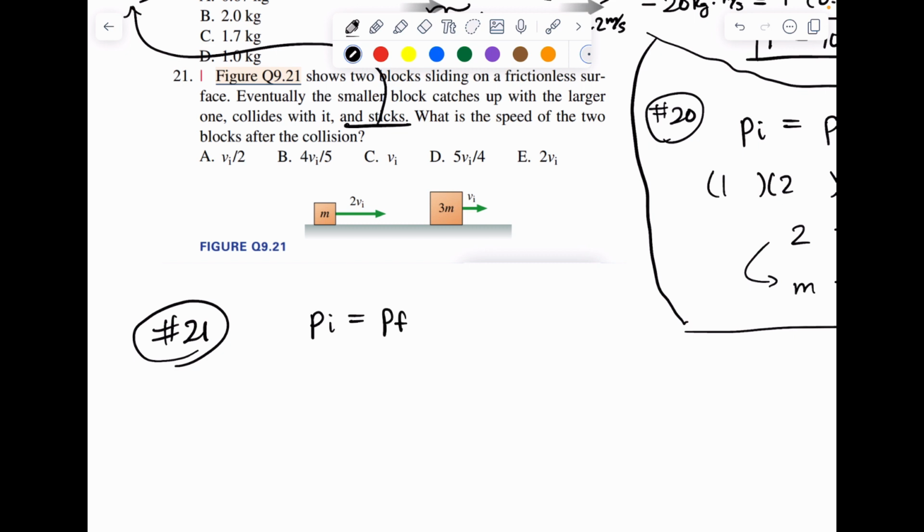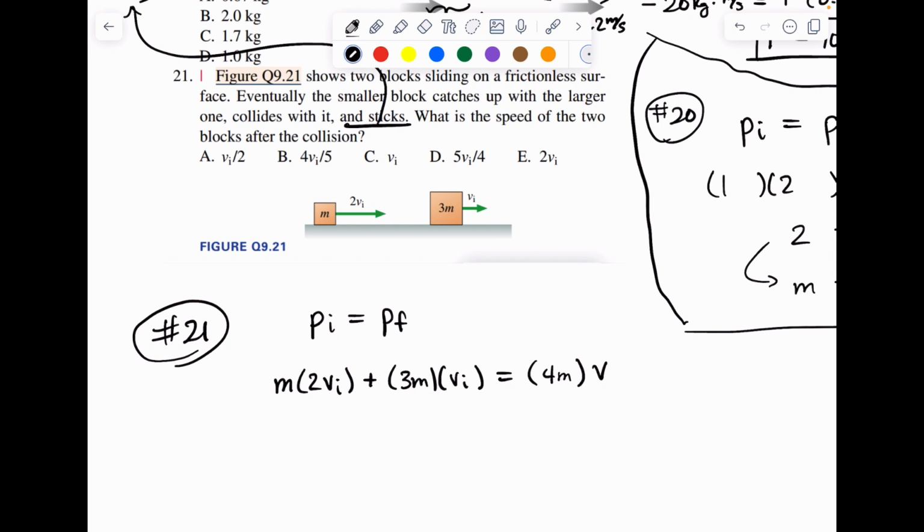All right, so initial momentum is going to be m times 2 vi, that's of the first block, and then plus 3m times vi. That should equal the final momentum. So if they're stuck together, we'll have a total mass of 4m. And then we're missing the velocity of this new thing. So what is the speed of the blocks after collision? We'll just call this v.